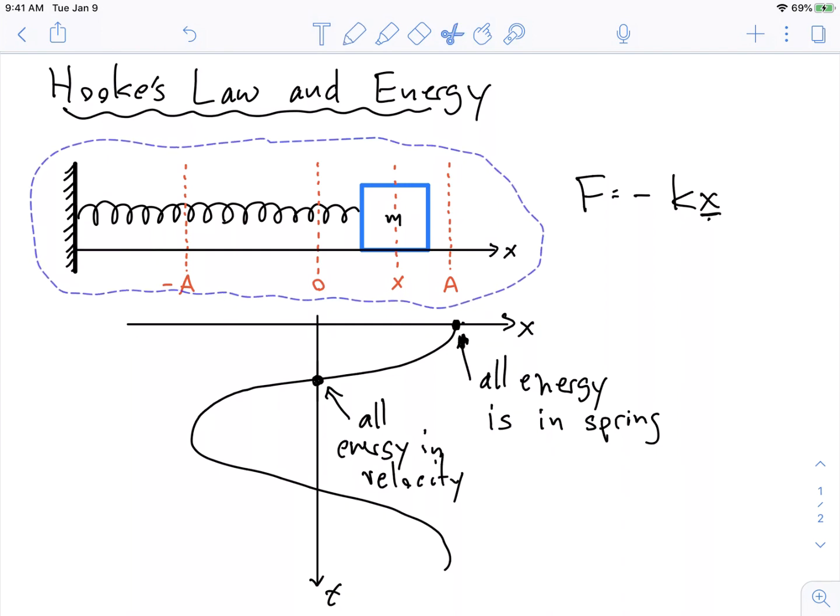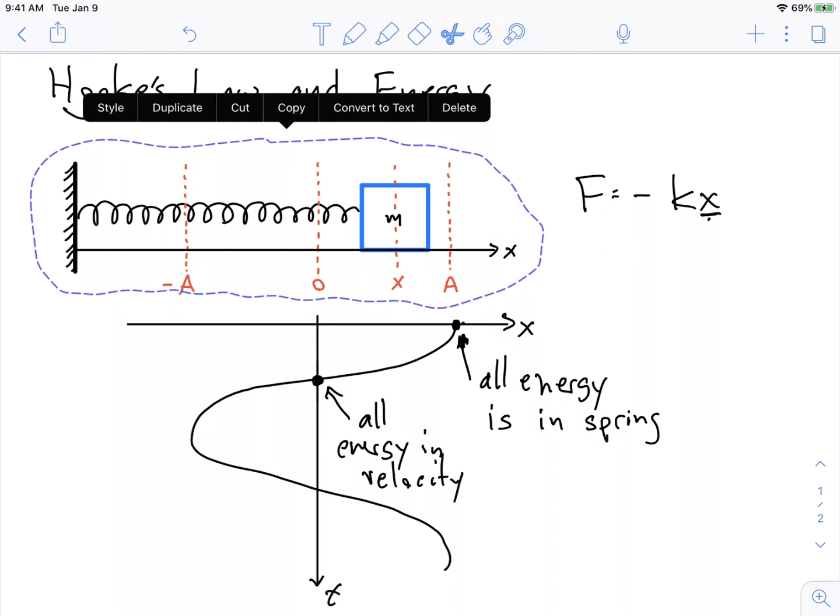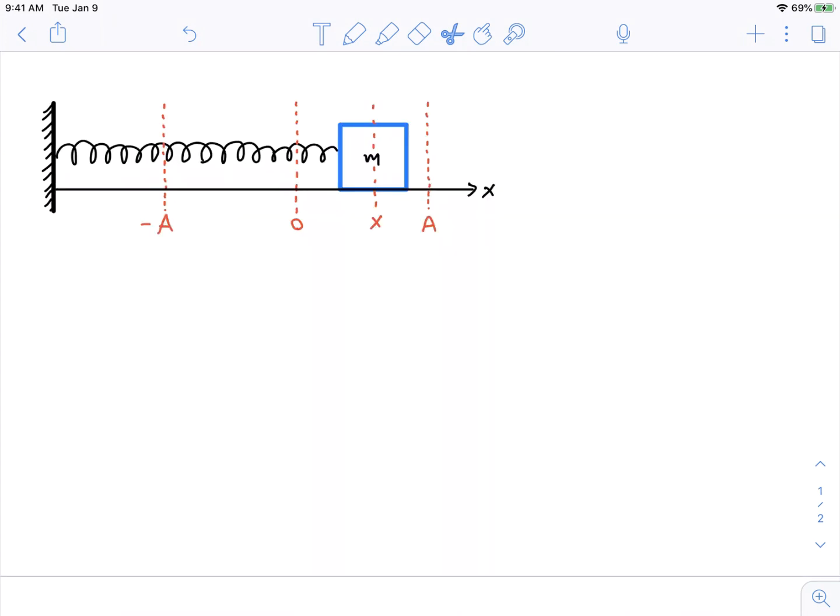So I'd like to think about this in another way. I'm just going to copy and paste this. I want to think of this in another way. I want to think of this in terms of the actual function we could use to describe the energy. And to do this, I'm going to use a really fundamental relationship.